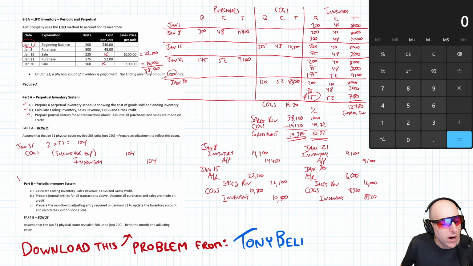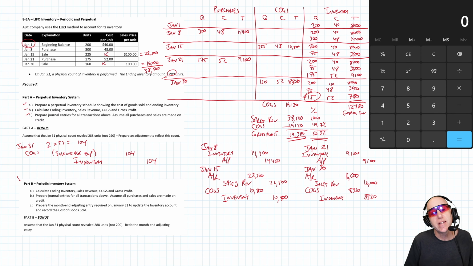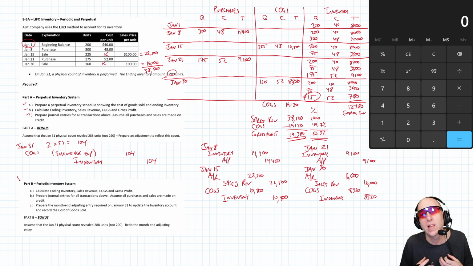Welcome back. We are working through problem 8.3a. We've just completed part A on the perpetual method. Now we're going to continue on down the problem and solve this same LIFO inventory problem using the periodic method. The periodic method to me is a little less intuitive, but lots of companies use it.